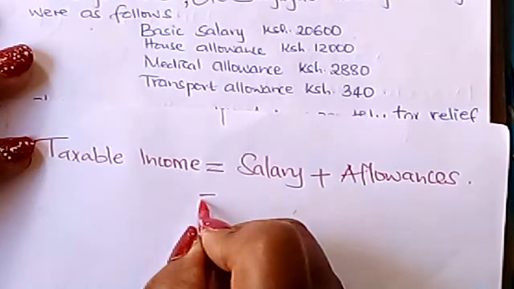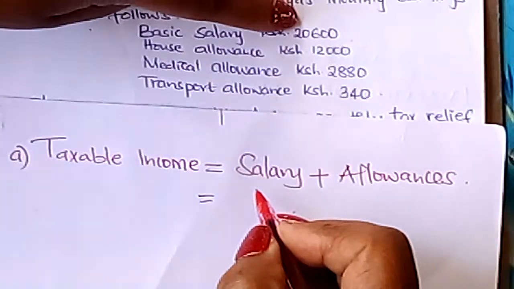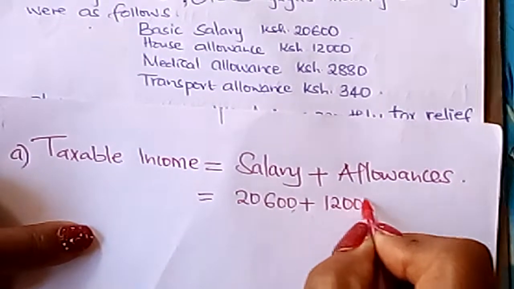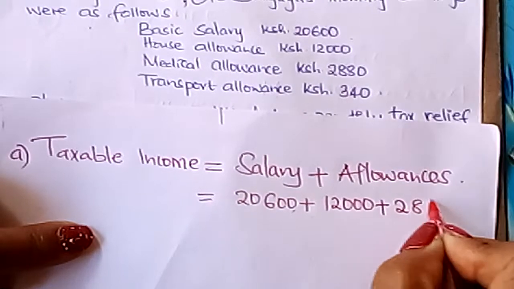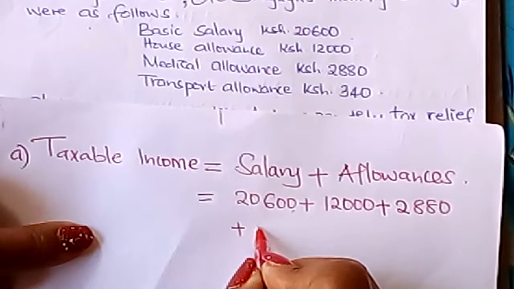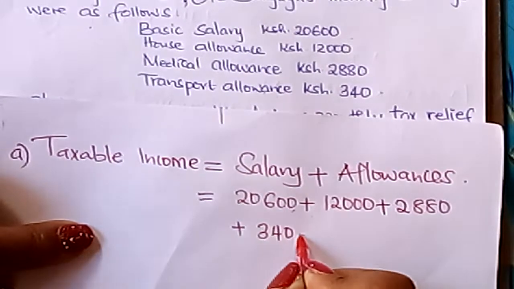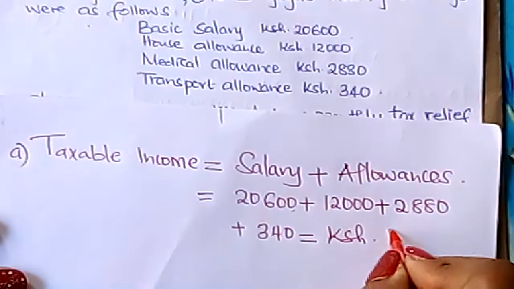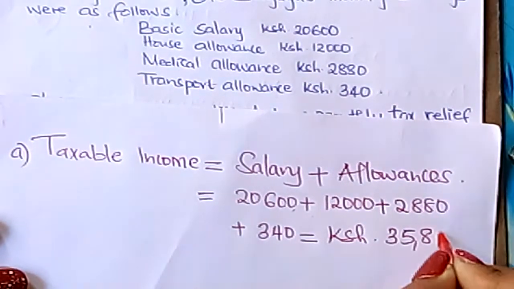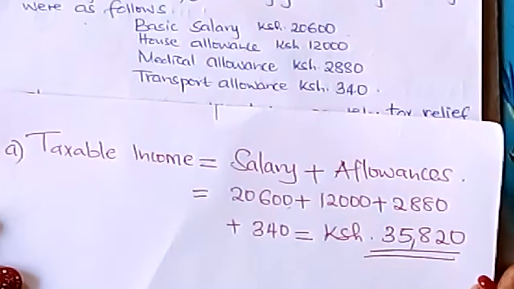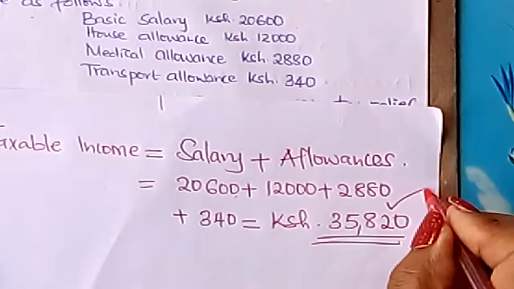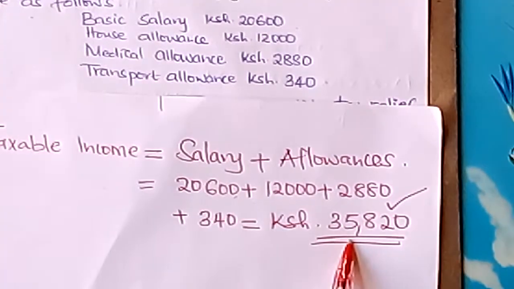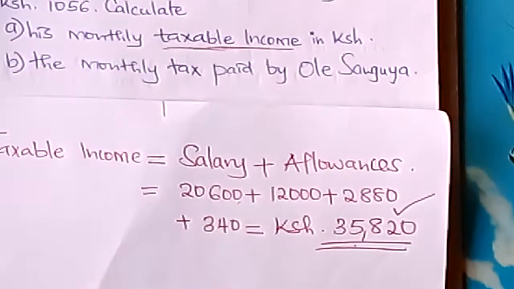And therefore, in this case, we have his basic salary as 20,600 shillings, and then we have his allowances: 12,000, 2,880, and transport allowance of 340 shillings. Learner, if you add all these with a calculator, you should get 35,820. This is Ole Saguya's taxable income, the income that should be taken to the table to be taxed. Good. We go to part B, learner.